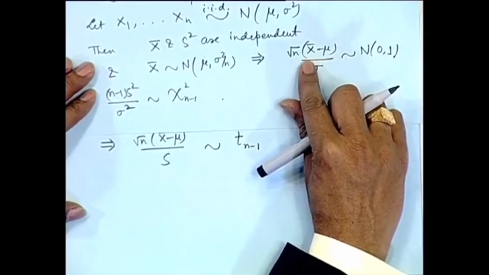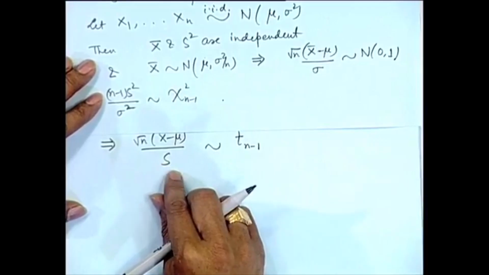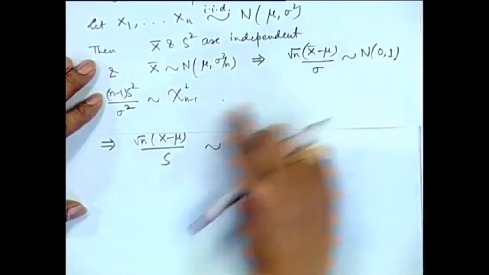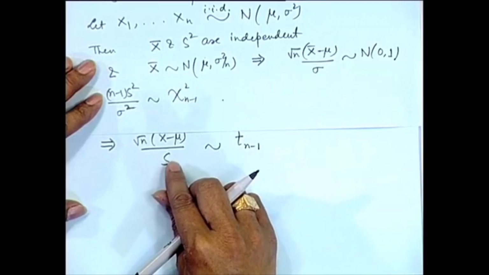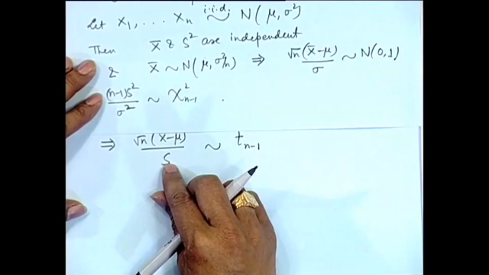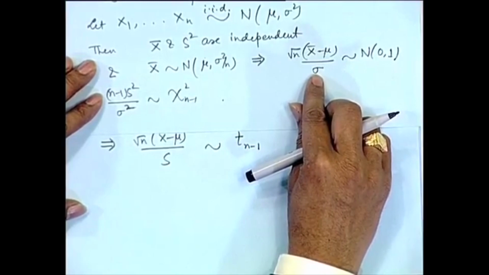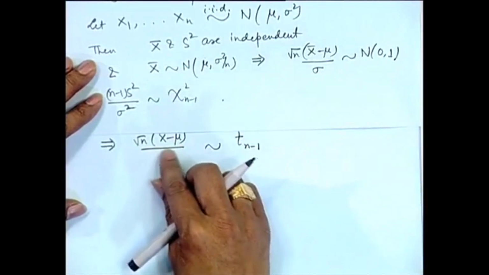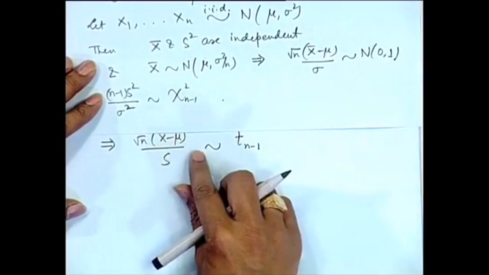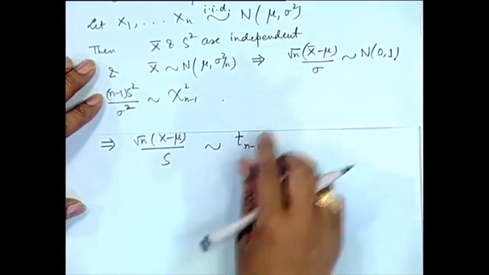Another interesting thing is, you can observe, when I considered root n x bar minus mu by sigma, this is standard normal, and here root n x bar minus mu by s is there. That means, sigma is replaced by s. Later on we will see in the inference portion that s is actually an estimate for sigma. So, when sigma is not known, we have to work with s, and the distribution of that is known. In fact, in the context of this only, this distribution was derived.